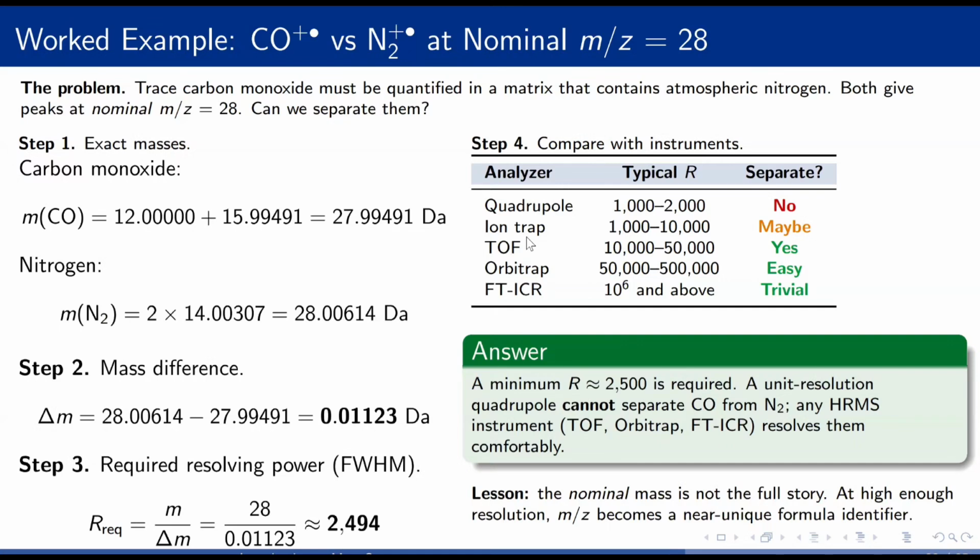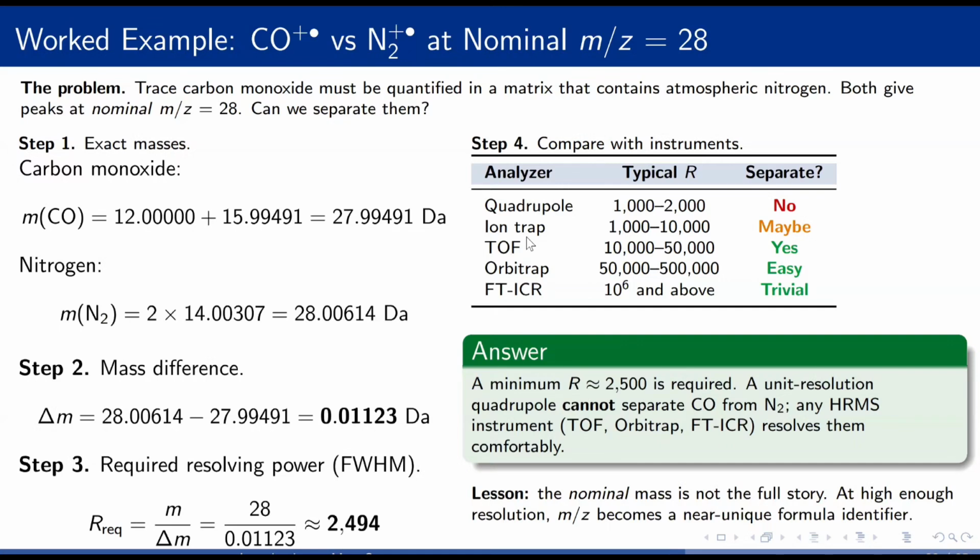Step 1, compute the exact masses. Carbon 12 is exactly 12. Oxygen 16 is 15.99491. Their sum is 27.99491. Nitrogen 14 is 14.00307. 2 nitrogens give 28.00614. So the difference is seen, and this means that we have the same nominal mass but different exact masses.